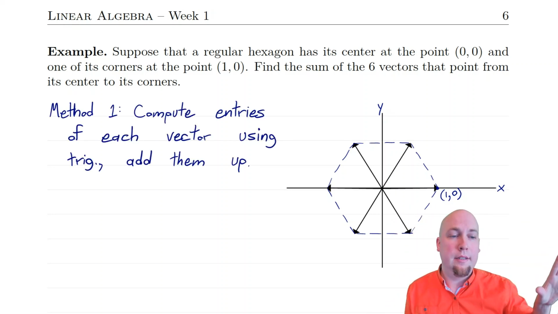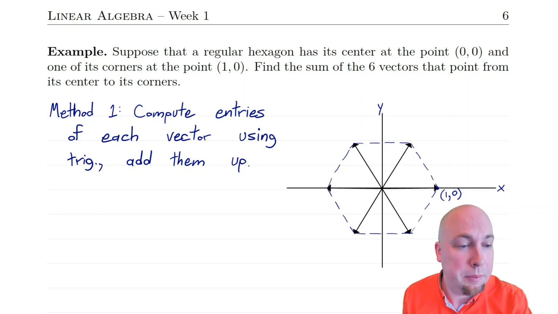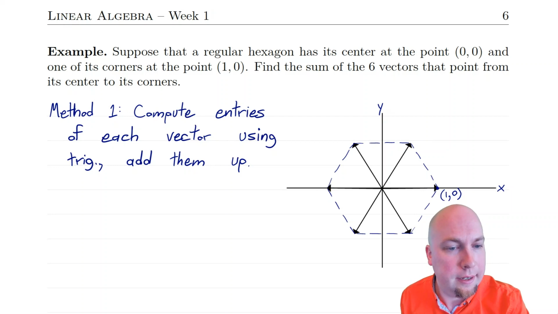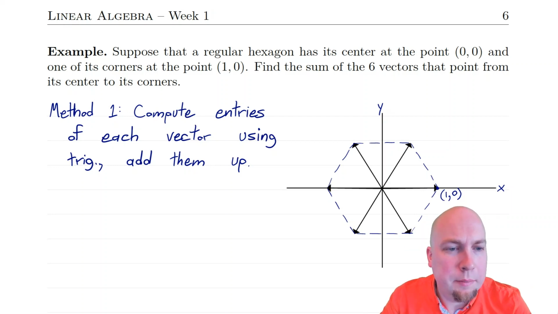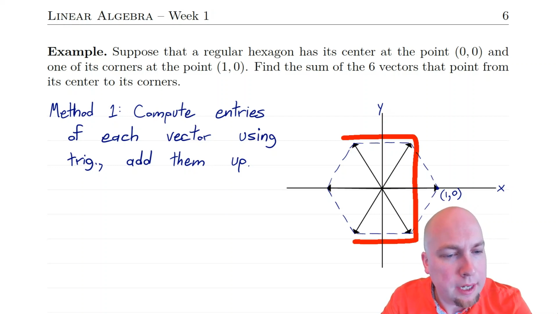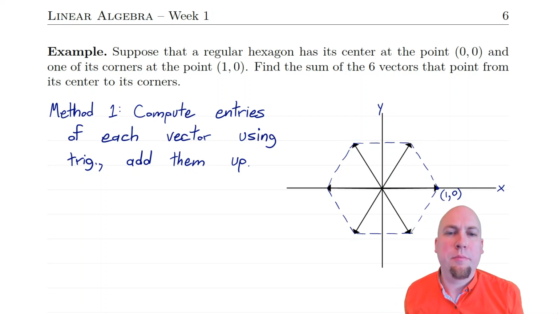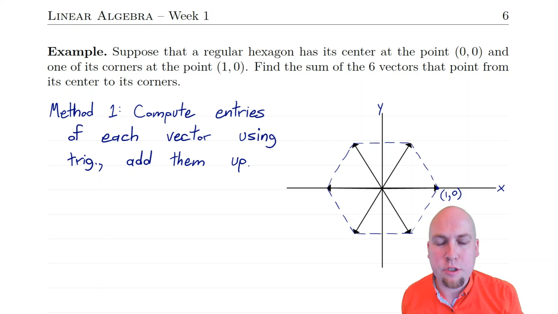The algebraic way to solve this problem is you compute the entries here, (1, 0), and then you compute the entries here and here and here and here and here, and you add them all up. The only annoying thing about doing it this way is that 4 of these points, these 4 right here, require you to use some trig or special triangles to figure out what their actual coordinates are.